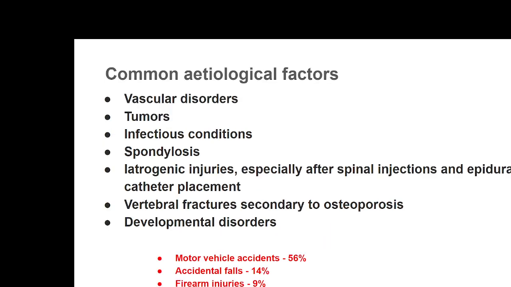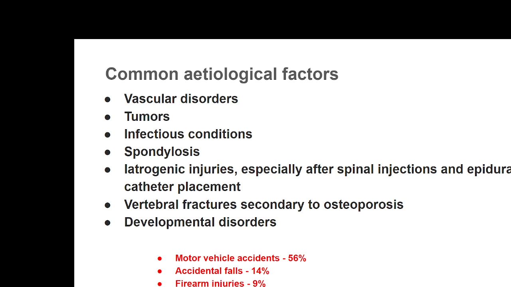The other etiological factors are vascular disorders, tumors, infectious conditions, spondylosis resulting in spinal injury, and iatrogenic injuries, particularly when you give spinal anesthesia or maybe epidural anesthesia. Then vertebral fractures or secondary osteoporosis, that's one of the important issues. Trauma is the other issue. Developmental disorders are other issues.